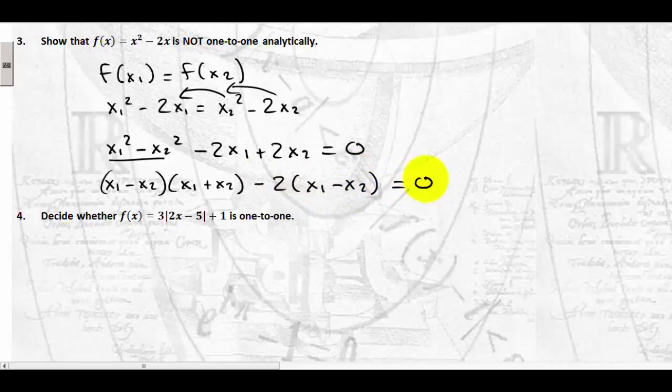Okay, we can factor further, right? I'm going to factor x1 minus x2 now. So what do I have? I have x1 minus x2 times x1 plus x2 minus 2 equals 0. Now, when is a product equal to 0? When one of the two terms is 0. So if x1 equals x2, okay, got it. That would mean that f is one-to-one, but there is a second condition. Or x1 plus x2 equals 2.